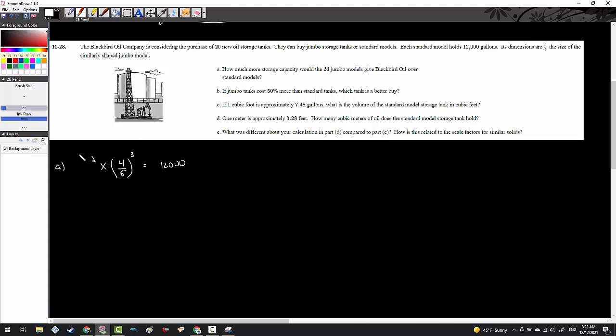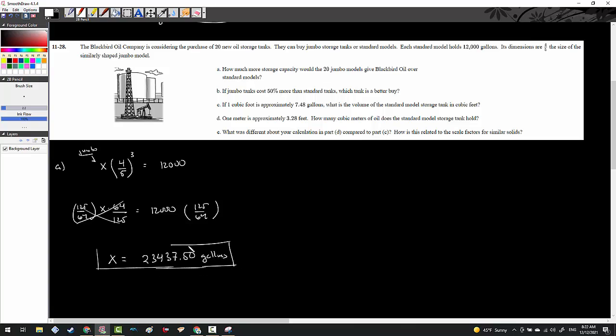So this is solving for the jumbo. So you could say x times 64 over 125 equals 12,000. By multiplying 125 over 64 on either side, you would cancel those out, and you'd end up with x equals 12,000 times 125 divided by 64, and you end up with 23,437.50 gallons. And that is how much the jumbo model will hold.